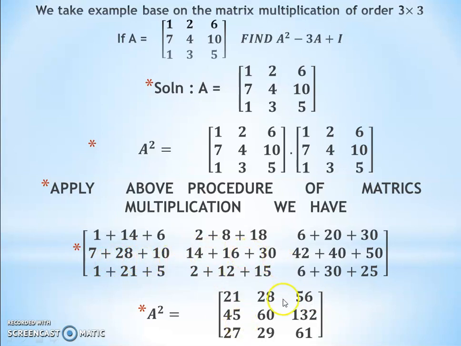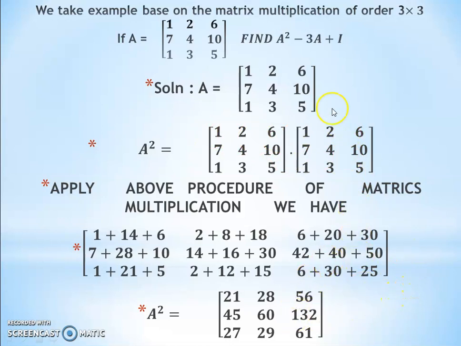14 plus 16 plus 30, 60. 42 plus 40 plus 50, 132. 1 plus 21 plus 5 is 27. 2 plus 12 plus 15, 29. 6 plus 30 plus 25 is 61. Now we cover the A square by taking the multiplication of one matrix with itself, only by order of row and column. So be careful about this multiplication.